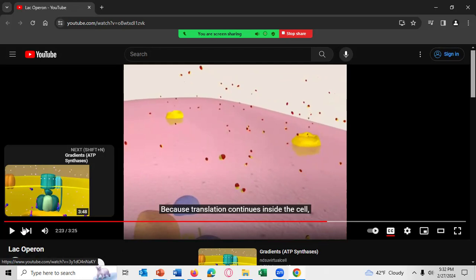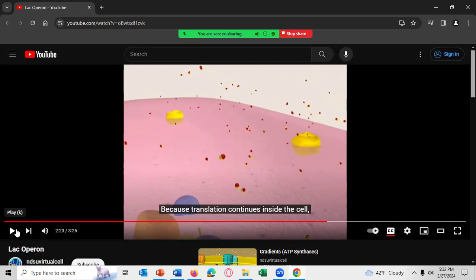And it gave a different name for the sugar or the enzyme lactase. I think it called it beta-galactosidase or something like that. It's the same enzyme as lactase.